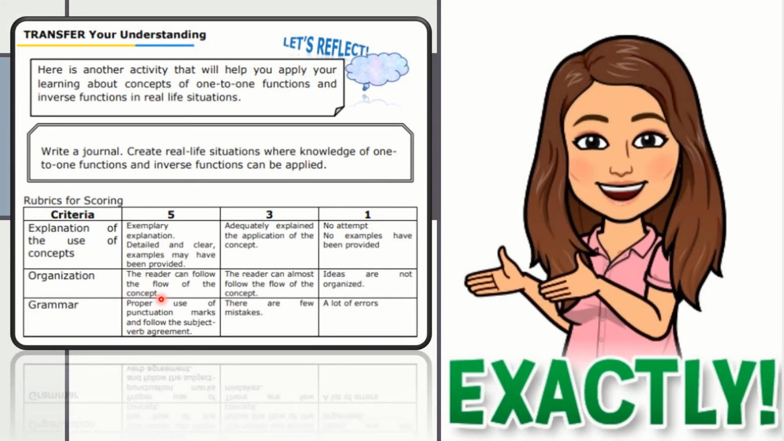Transfer your understanding. Here is another activity that will help you apply your learning about the concepts of one-to-one functions and inverse functions in real life. You're going to write your third journal by creating a real-life situation where knowledge of one-to-one functions and inverse functions can be applied. One situation for one-to-one and another situation for inverse. You can use this criteria for self-scoring, or if I am your teacher this current semester, I'll be using this criteria for grading your journals. Enjoy!